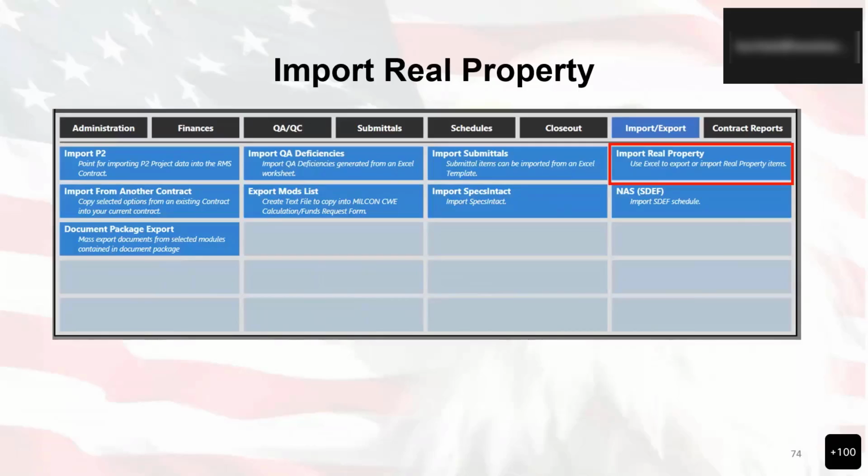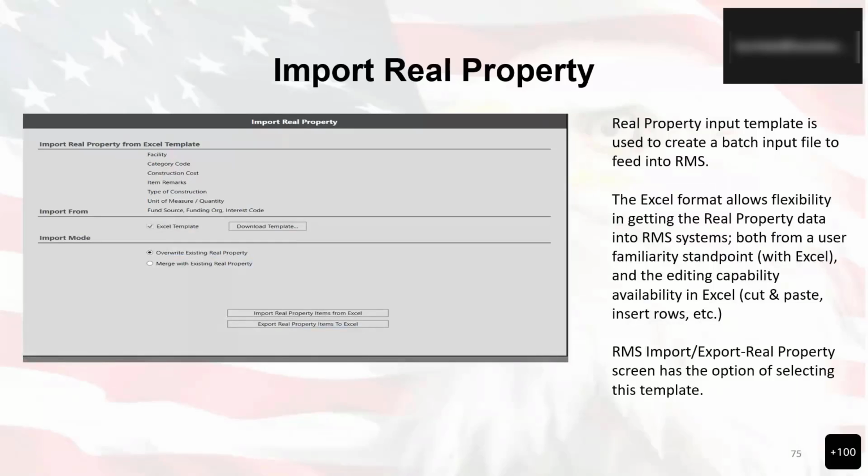All right, the next is the import real property, and the import real property is pretty similar to the import of deficiencies in the sense that it uses an Excel template. The real property input template is used to create a batch input file to feed into RMS. The Excel format allows flexibility in getting the real property data into RMS systems, both from a user familiarity standpoint with Excel and the editing capability available in Excel via cutting, pasting, inserting rows, etc.